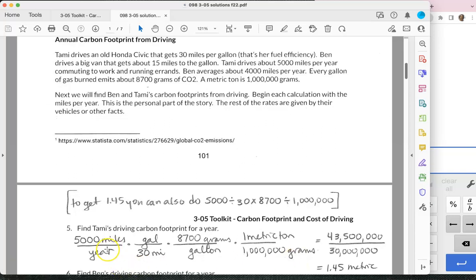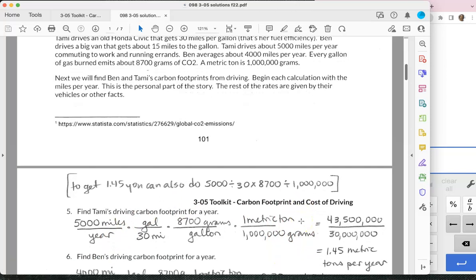So that's the setup for Tammy. Then you can go ahead and cancel what cancels. Gallons, gallons, grams, grams. We end up with tons per year. 1.45 metric tons per year for Tammy.